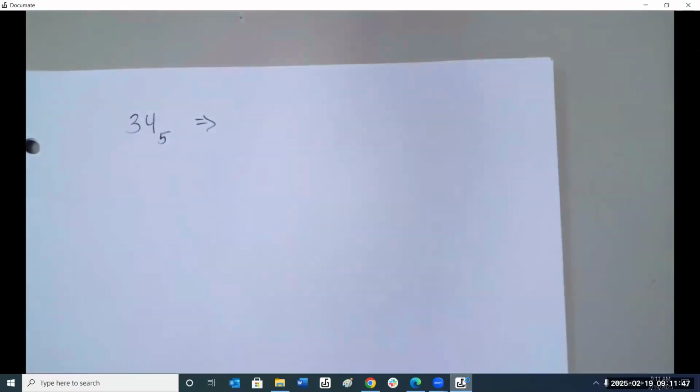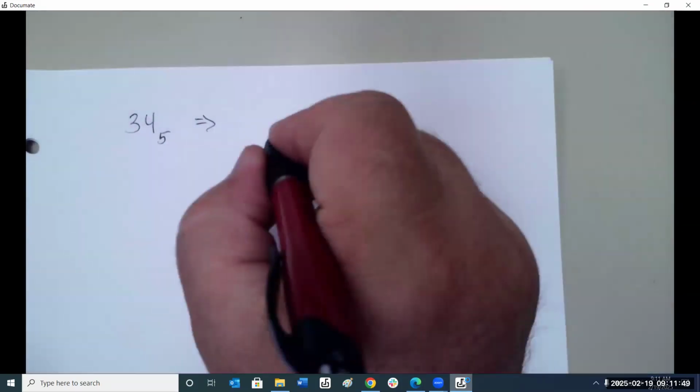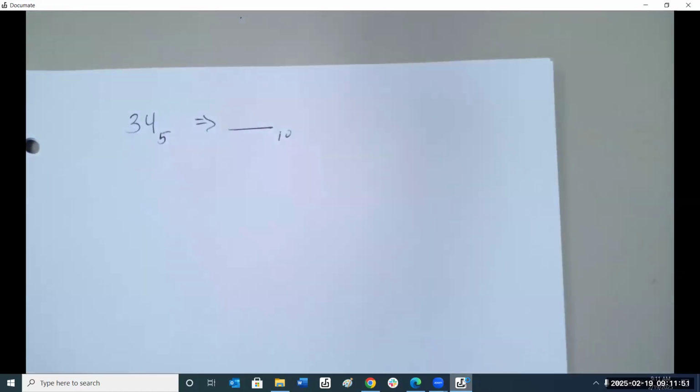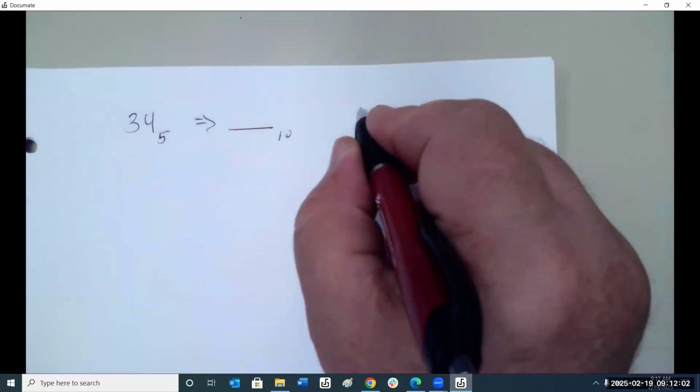What is the conversion value? What is it in base 10? What is 34 base 5? So the first thing you have to do is create your template.